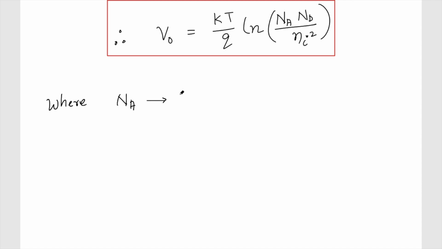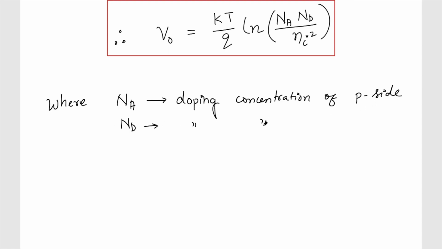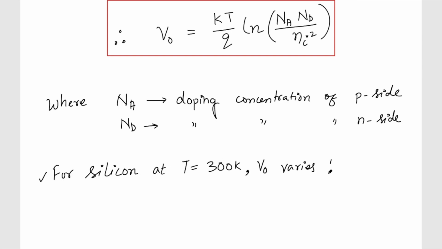Na is the doping concentration of the P side, and Nd is the doping concentration of the N side. So if you see here, the V0 is dependent on the temperature as well as the doping concentration of the N and the P side. So for silicon at 300 degrees temperature, V0 varies from 0.6 volt to 0.9 volt.